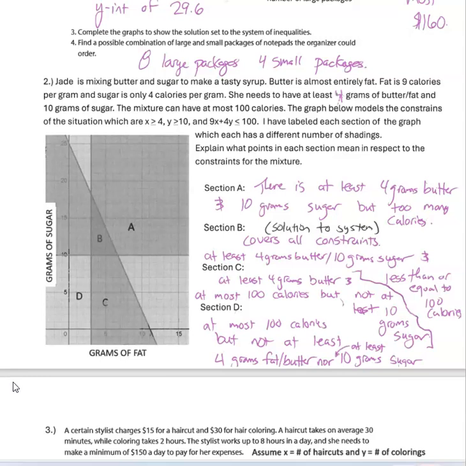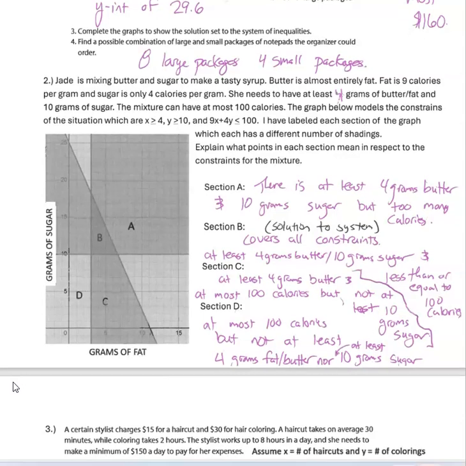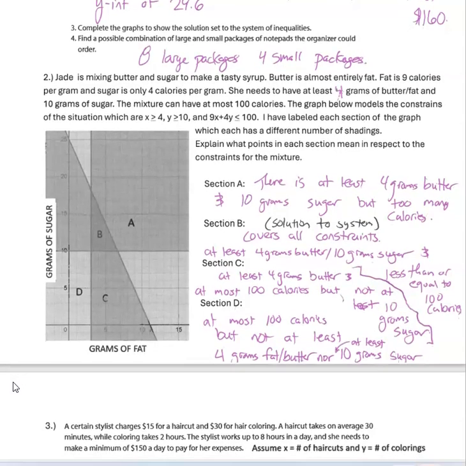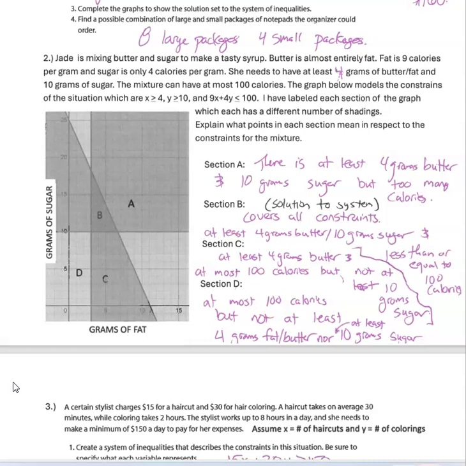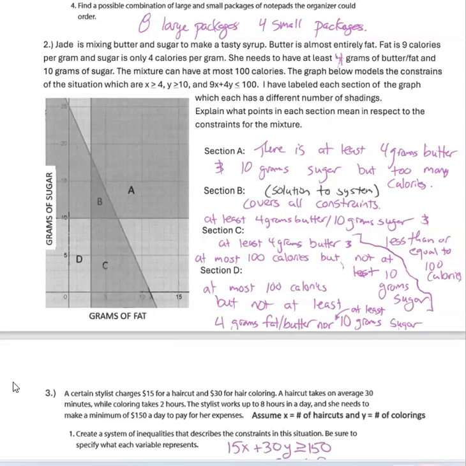The constraints are X needs to be greater than or equal to 4. There needs to be at least 4 grams of butter. There needs to be at least 10 grams of sugar. And then you have the inequality that represents the fact that it has to be less than 100 calories. I've gone over and labeled these with A, B, C, and D. On your copy, there are arrows kind of making sure you know which way things are shaded. So it's asking what each one of these things mean.